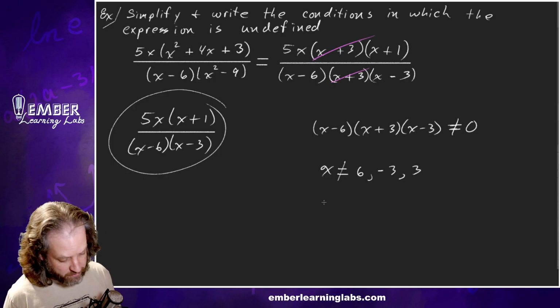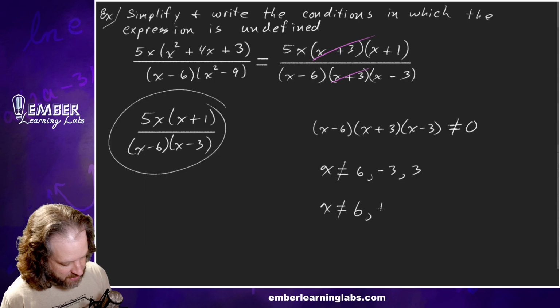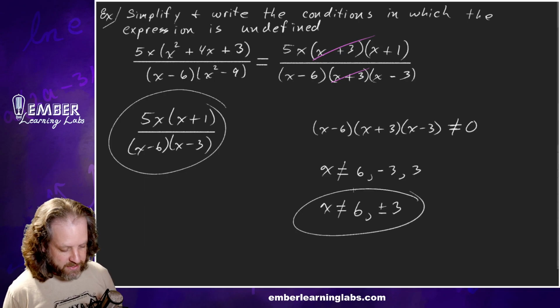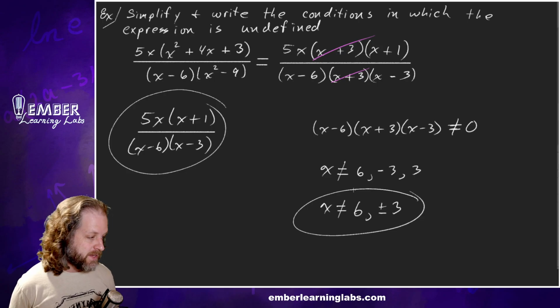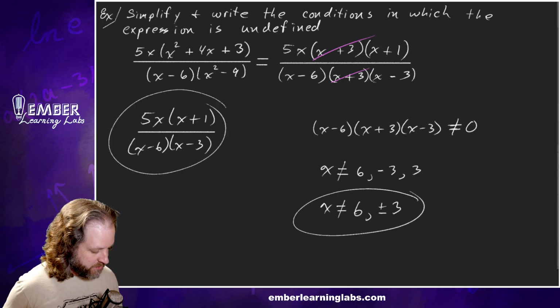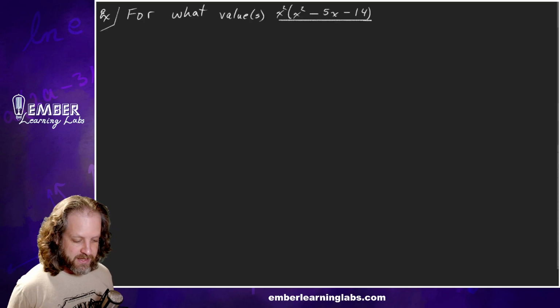You could also write this in an abbreviated notation. So x cannot equal 6 or plus or minus 3. Right? So those are the answers to the two pieces of that equation. Let's do another example. We've got several examples that we're going to go through.